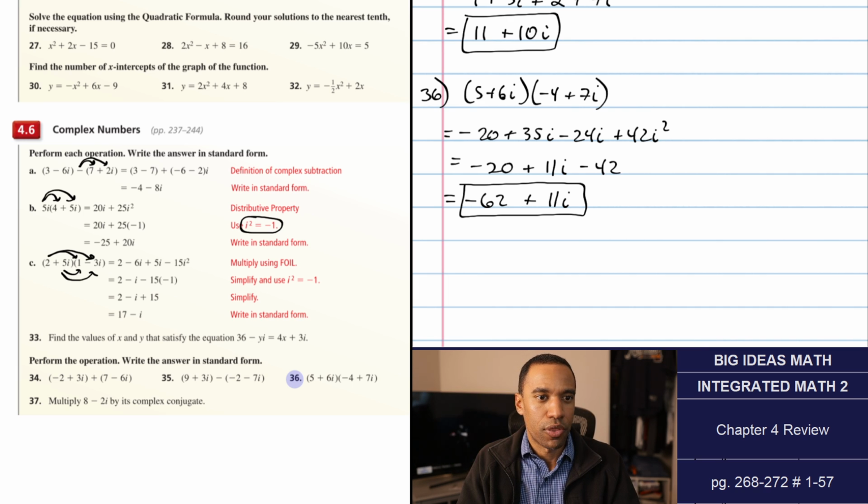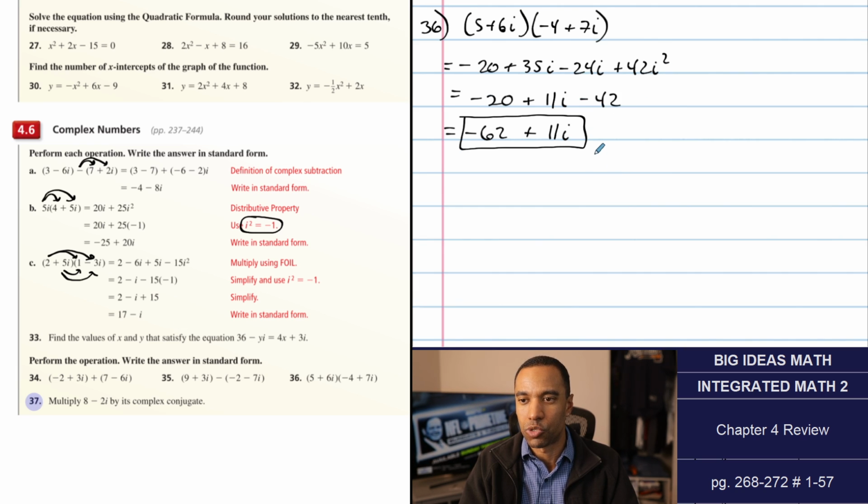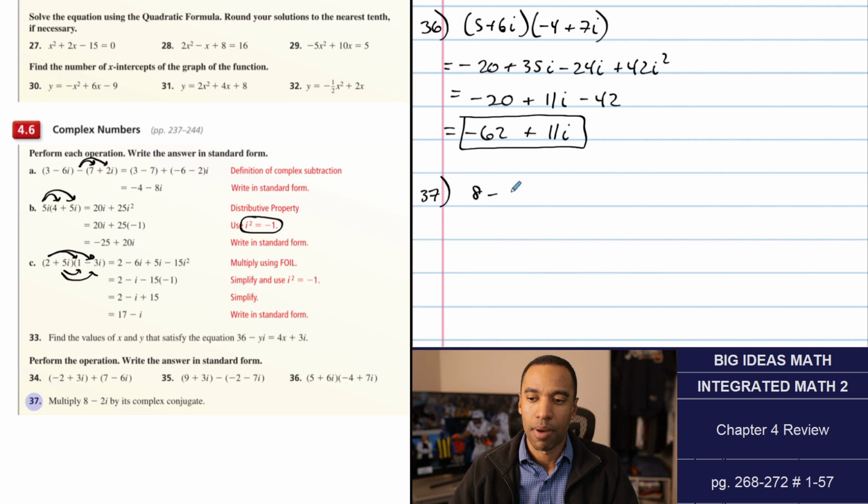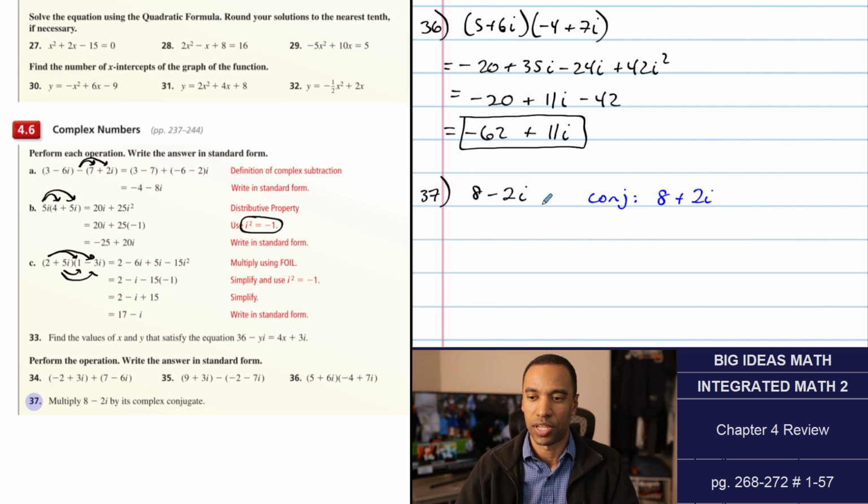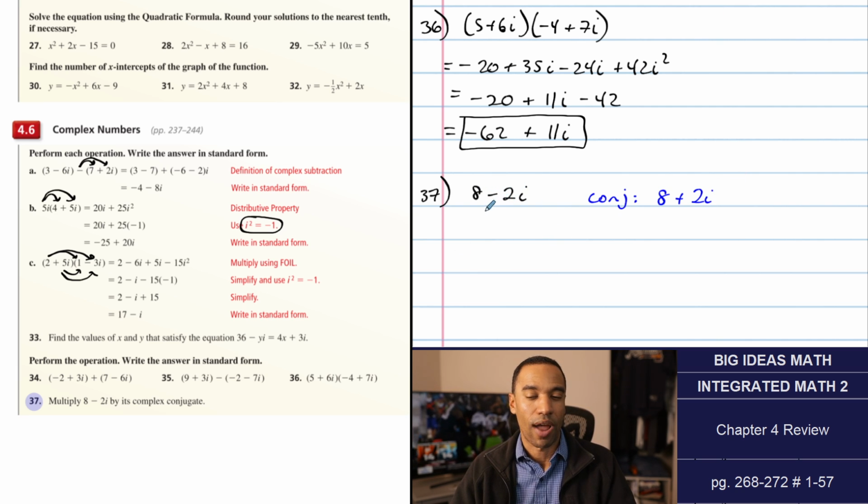And then we have number 37, where it says multiply 8 minus 2i by its complex conjugate. Now, we've referred to conjugates when we rationalize denominators, but we did them with irrational numbers. So 8 minus 2i has a conjugate of 8 plus 2i. It does the same thing that irrationals do when you multiply by its conjugate. It makes these real and rational.